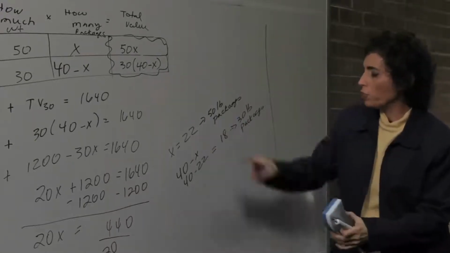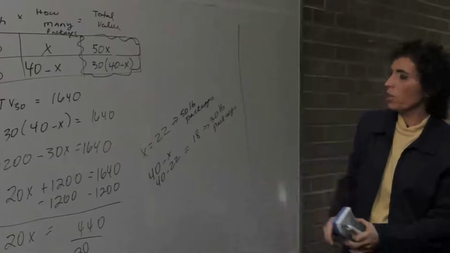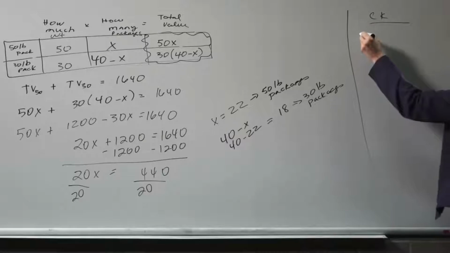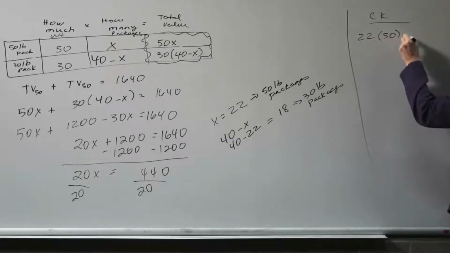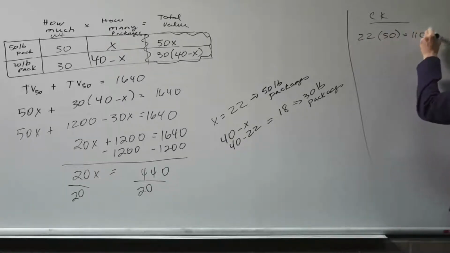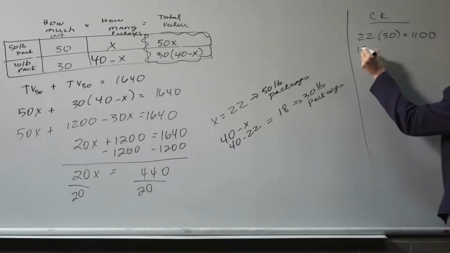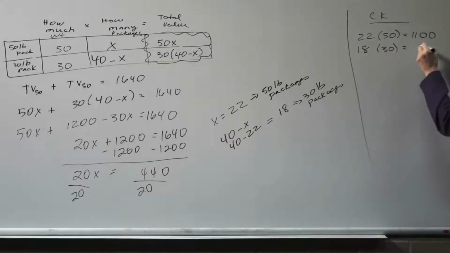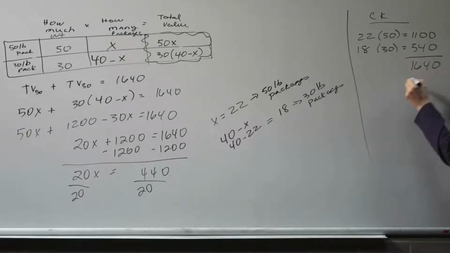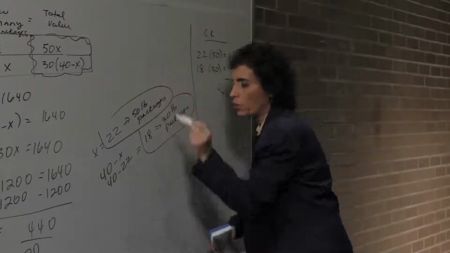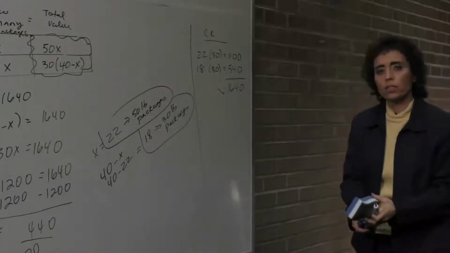Just multiply. If I have 22 of these and 18 of these, I'm going to have a total of 1,640. Let's check it out. Okay, so 22 at 50 pounds is 1,100 pounds. And we have 18 at 30 pounds, is 540 pounds. That's 1,640. Is that right? Yep, 1,640. It's a go. So my answer is 22 50-pound packages and 18 30-pound packages, and that's it.